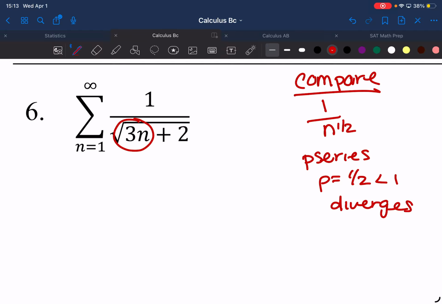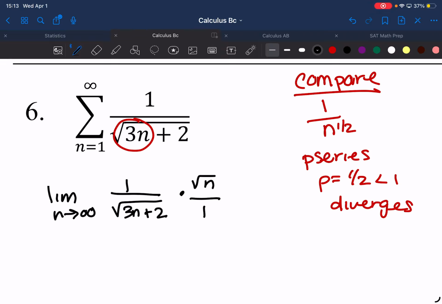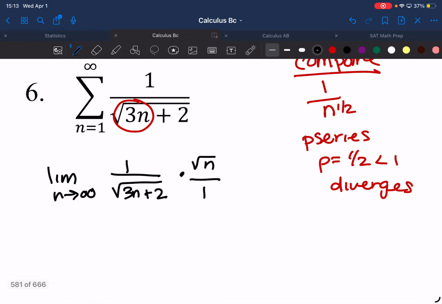Okay, so that means I take the limit as n approaches infinity of a sub n, which is this entire part here, and multiply by the reciprocal of our comparison function, which I'm just going to write into the 1/2 as the square root of n. Okay. So then multiplying, I get limit as n approaches infinity of the square root of n over the square root of 3n plus 2. Again, as this is approaching infinity, that plus 2 is insignificant. That can go away.